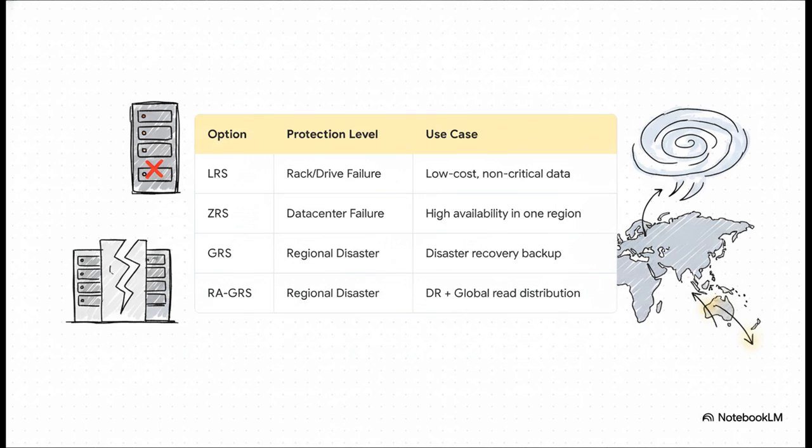Let's just lock this all in with a quick summary table. LRS protects against a rack failure. It's for low-cost stuff. ZRS protects against a whole data center failure, great for high availability in one region. GRS protects against a regional disaster, that's your standard backup. And RA-GRS protects against that regional disaster, plus it gives you that all-important read access. Seriously, burn this table into your brain.